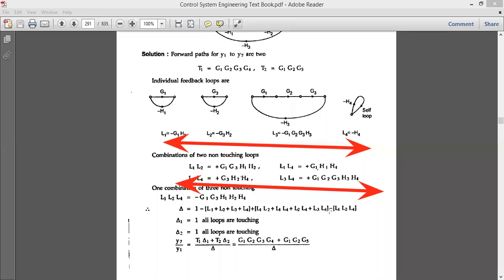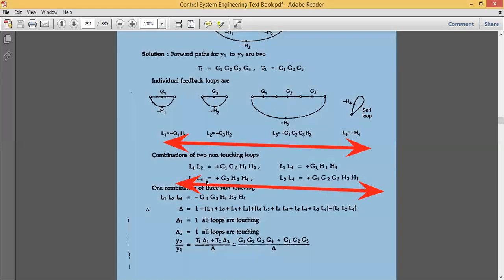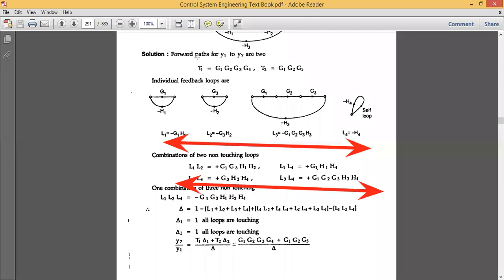Then put minus. In the formula, first is plus, minus, plus, then again minus, and if we have something more, it becomes plus again. The first is only loops, the next is 2 non-touching loops, and the last is 3 non-touching loops. So write minus, put a square bracket, then write this symbol, which is nothing but your 3 non-touching loops. In this way you can find the value of delta. So the whole equation is your value of delta.